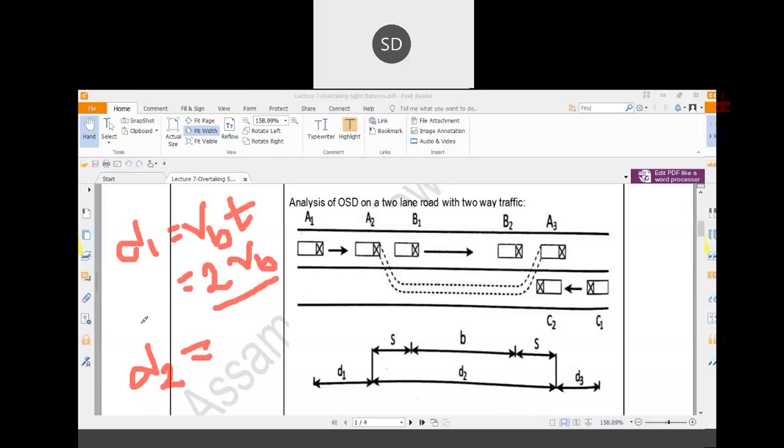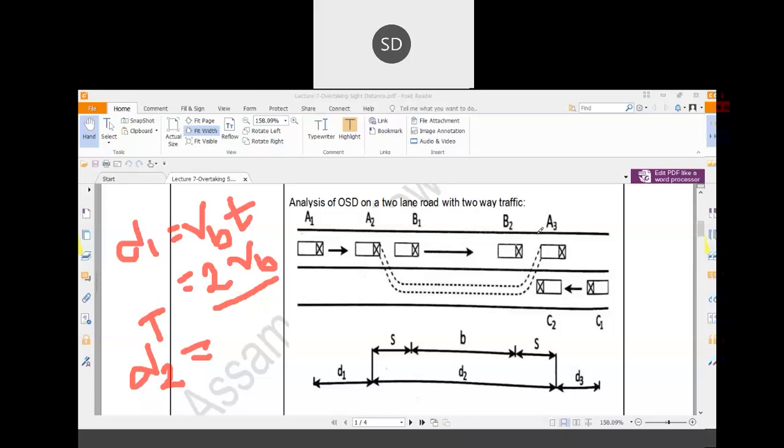Now, if you consider that the actual overtaking time is capital T seconds, in that time, what will happen? Vehicle A, initially, was going with a slower speed, that is 50 meters per second. After that, it will accelerate, change its lane, and again go back to its original lane. Now, in both cases, it will maintain a safe distance from vehicle B.